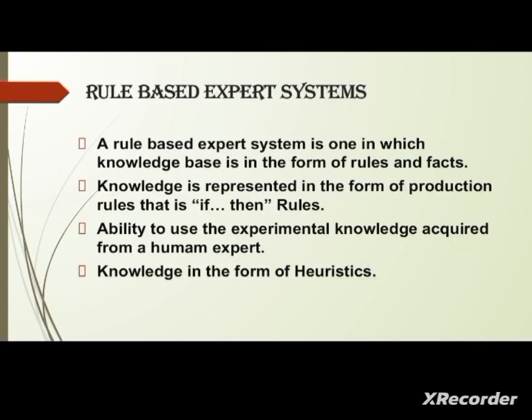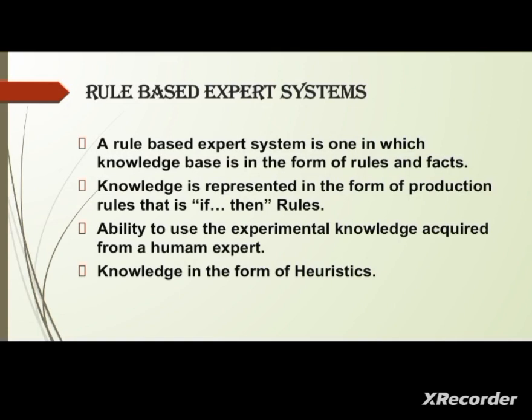A rule-based expert system is one in which the knowledge base is in the form of rules and facts. So knowledge in the form of rules and facts is the most popular way of designing an expert system. It is also called a production system. The knowledge is represented in the form of production rules, that is, if-then rules. So this is the ability to use the experiential knowledge acquired from the human expert. We have already talked about it. Knowledge is in the form of heuristics.